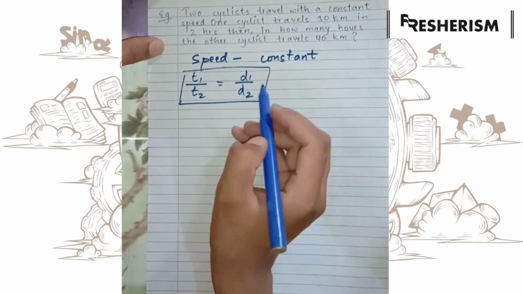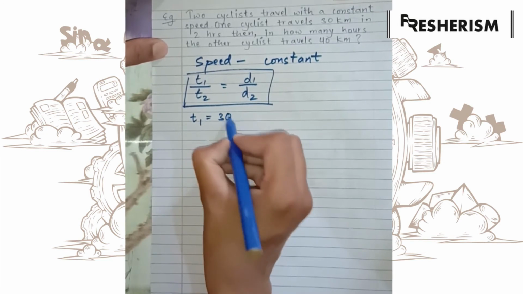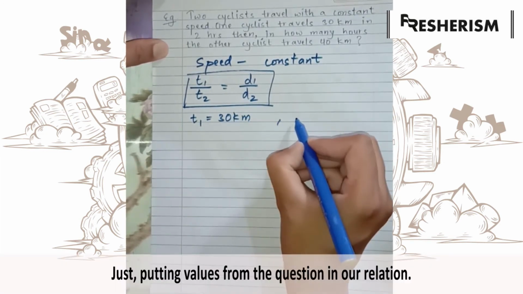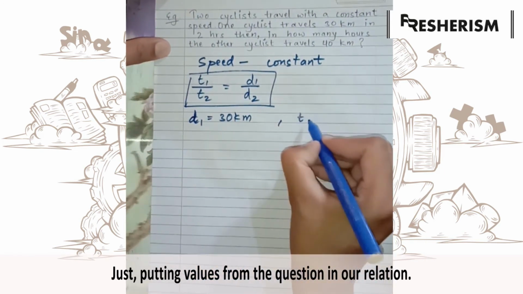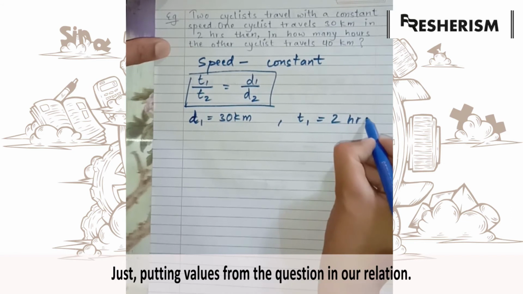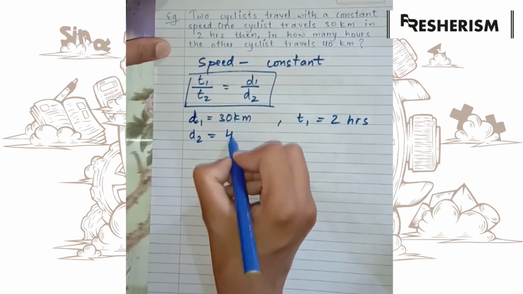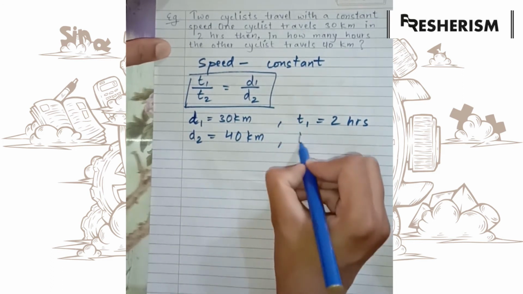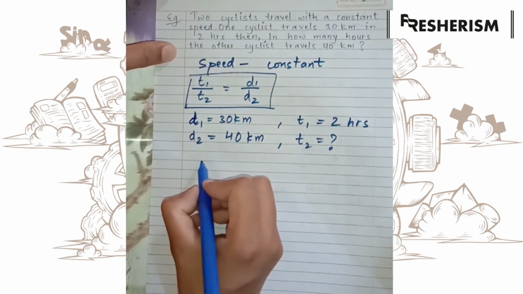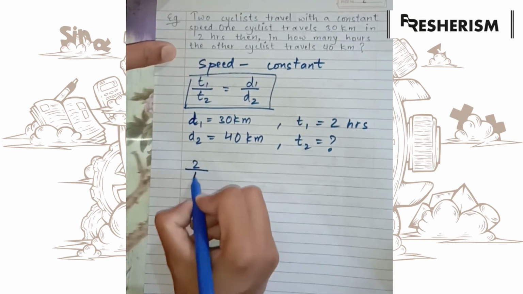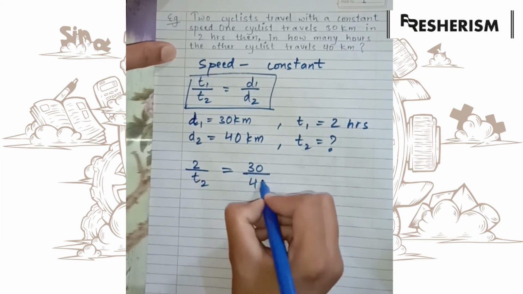Let us see what we are given. d1 is 30 kilometers and t1 is 2 hours. And the other thing we are given is d2. d2 is 40 kilometers and we have to find t2. So using the above formula, we write t1, that is 2, upon t2, which we have to find, equals d1, 30, upon d2, 40.